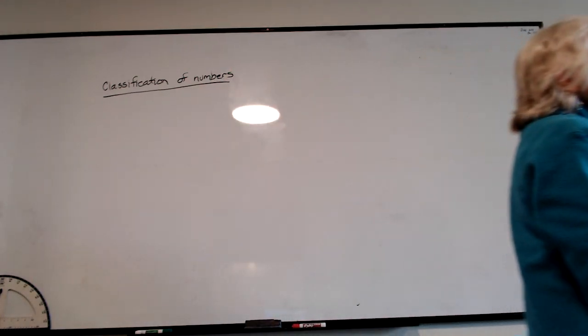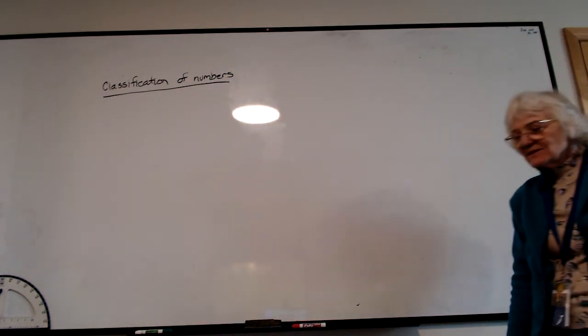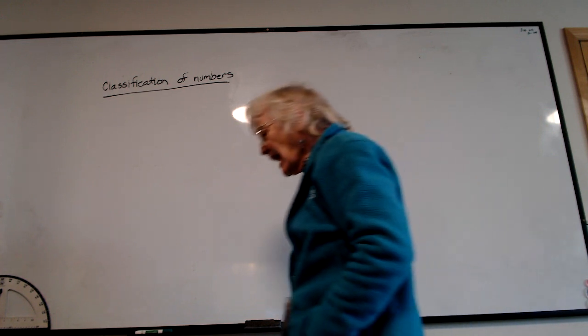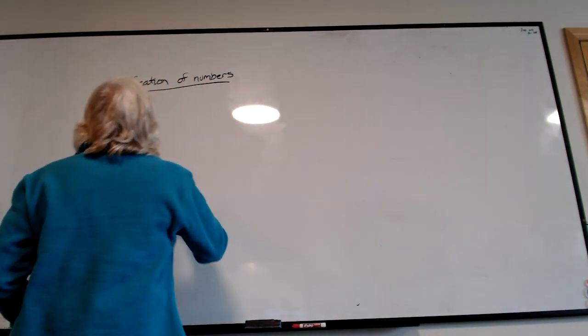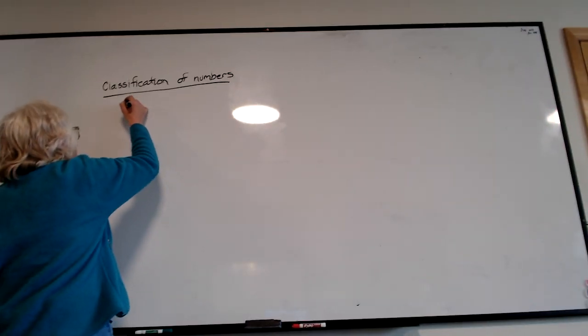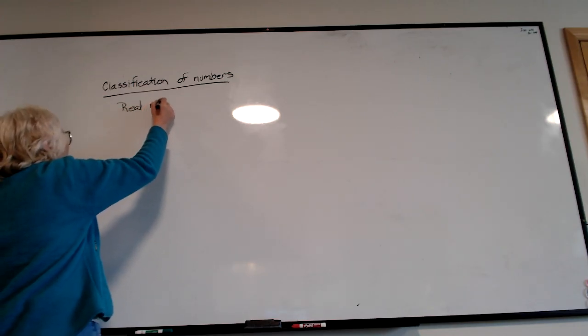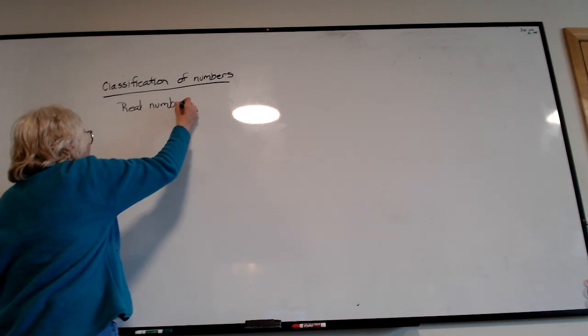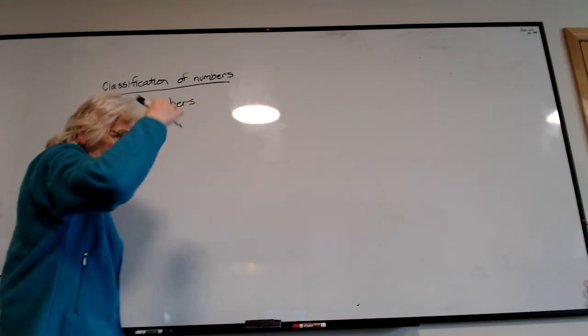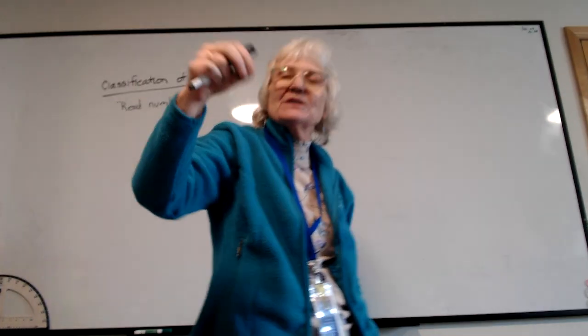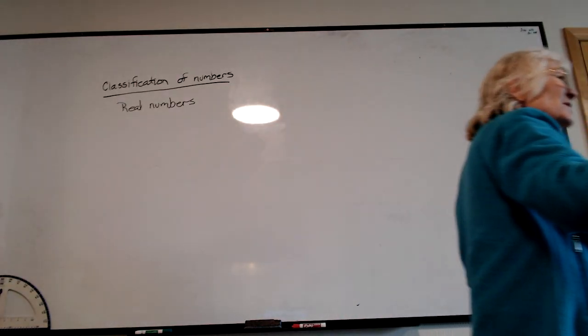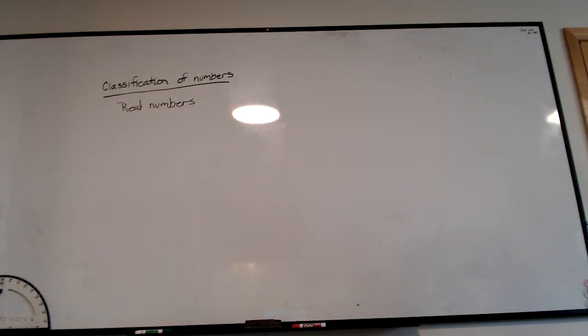We are going to start with the biggest classification that we know right now, okay? The biggest classification we have right now is real numbers. And that brings a question to me. If that's our biggest classification we know now, is there another set of numbers? There is. There's ones called imaginary numbers.